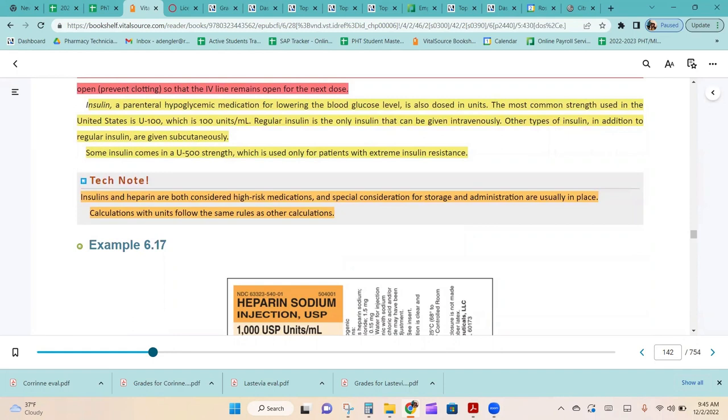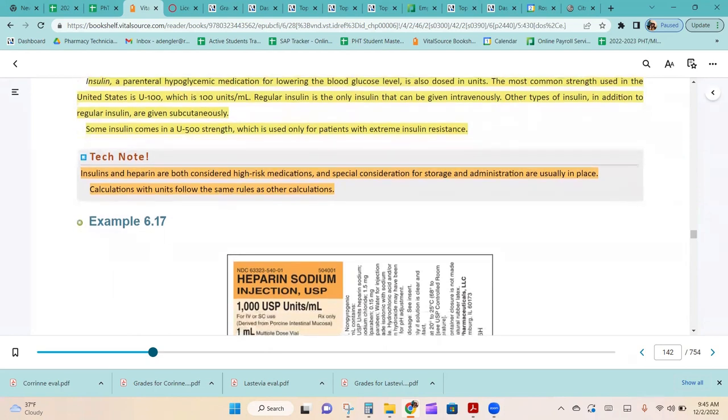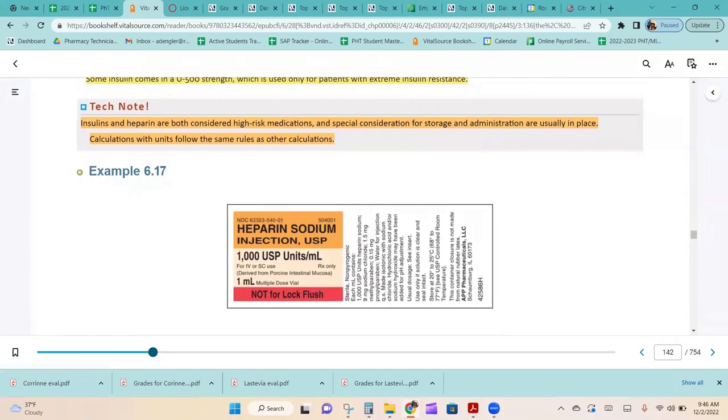Insulin, a parenteral hypoglycemic medication for lowering the blood glucose level, is also dosed in units. The most common strength used in the United States is U100, which is 100 units per ml. Regular insulin is the only insulin that can be given intravenously. Other types of insulin, in addition to regular insulin, are given subcutaneously. Some insulin comes in U500 strength, which is used only for patients with extreme insulin resistance.